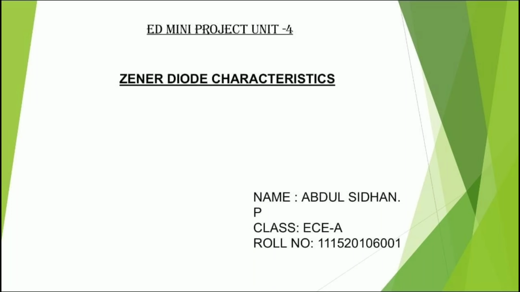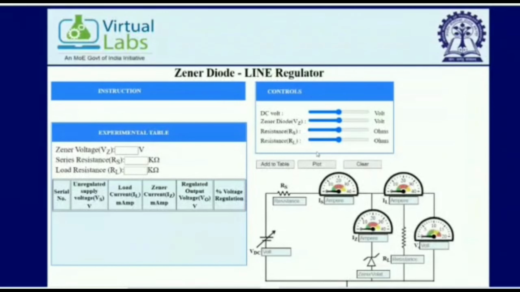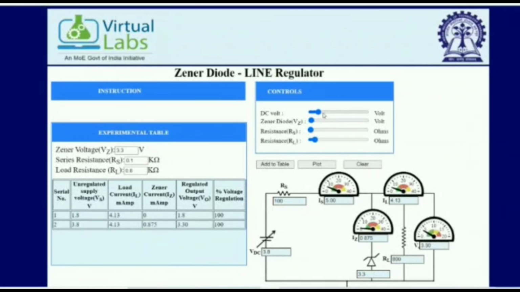Today I am here to explain about my ED mini project 4, which is about zener diode characteristics. So here first of all I am selecting zener diode line regulator and I am making the values as constant. Here I am keeping the RS2 value as constant and I will vary the DC voltage now. Now I will vary the DC voltages and add the values to the table.